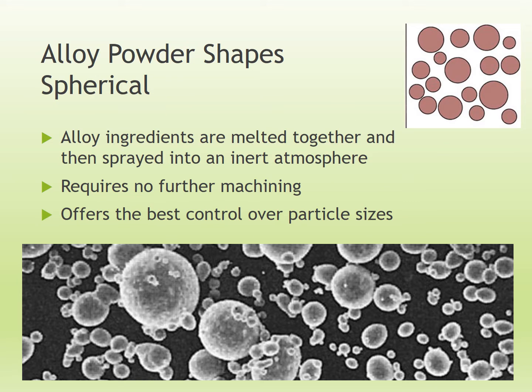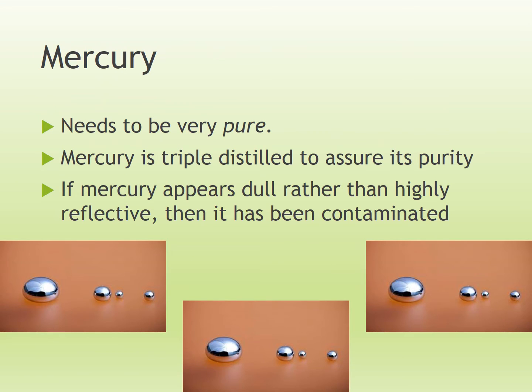For the spherical particles, alloy ingredients are melted together and then sprayed into an inert atmosphere, where the droplets will solidify as small spherical pellets of various sizes. It has an advantage that it requires no further machining and it offers the best control over particle sizes. The mercury that is used in dental amalgams needs to be very pure, and to assure its purity, it is triple distilled. It should appear highly reflective, and if it appears dull, it has been contaminated.